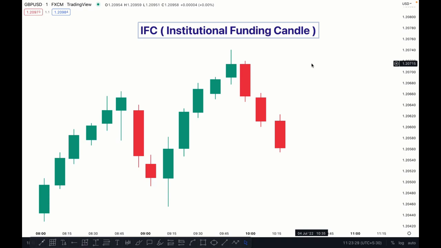What is IFC? IFC means institutional funding candle. Which candle took the previous candle's low or high? It's called IFC.